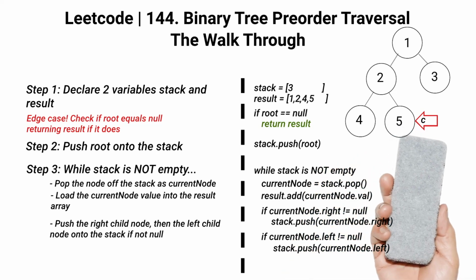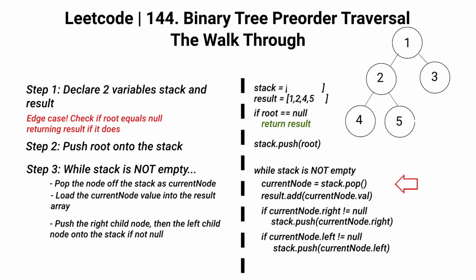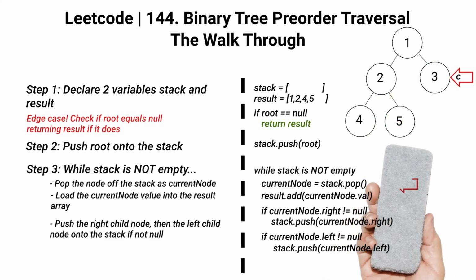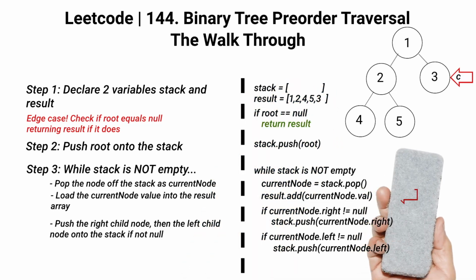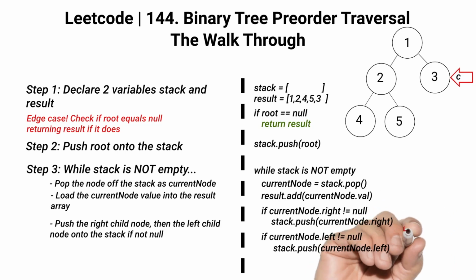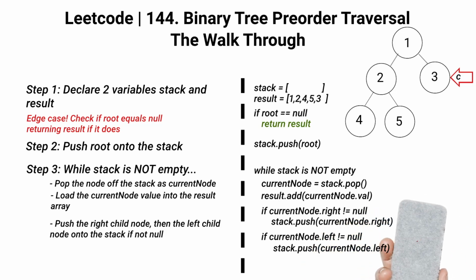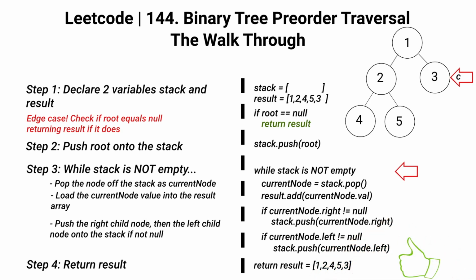The stack is still not empty, so we need to pop the stack, giving us the current node of the 3. So the current node is a 3 node. Add the value of the 3 node to the result, so add 3 to the result. Check if the current node has a right child, it does not. Check if it has a left child, it does not. And then we'll check if the stack is not empty, which we can see the stack is empty, so step 4, return result. The result is 1, 2, 4, 5 and 3, which is exactly what we expected.